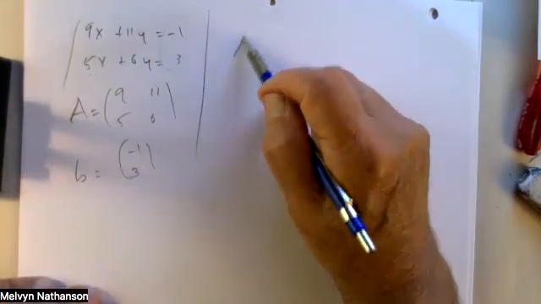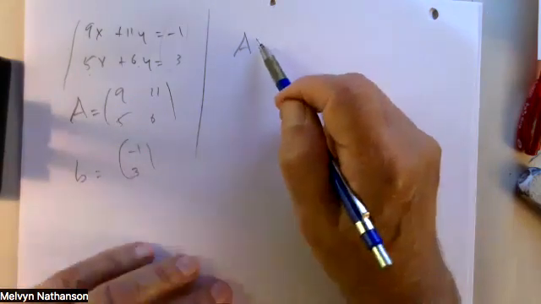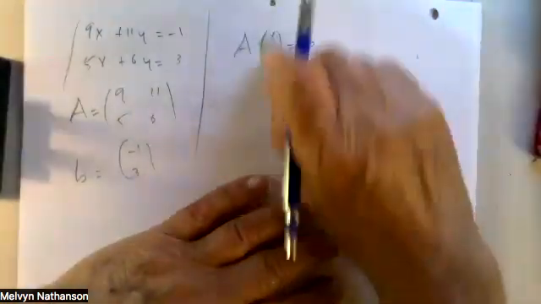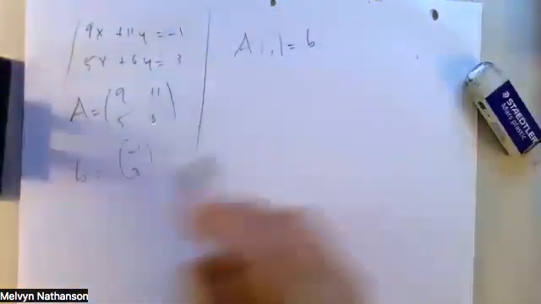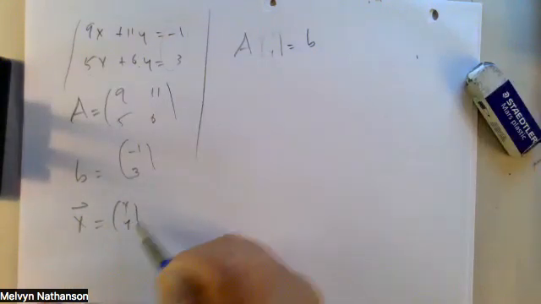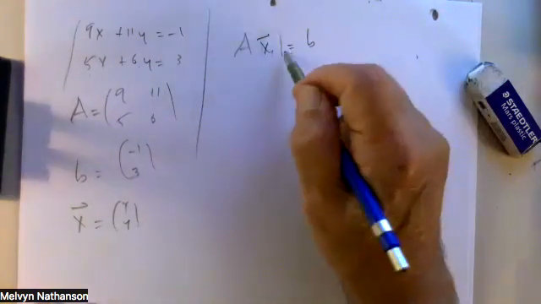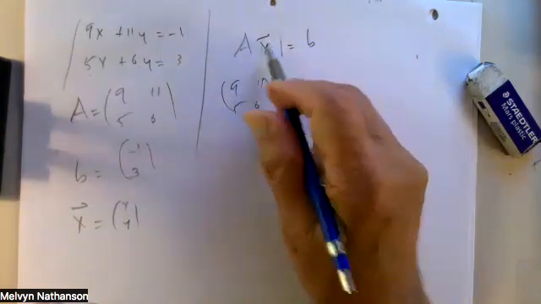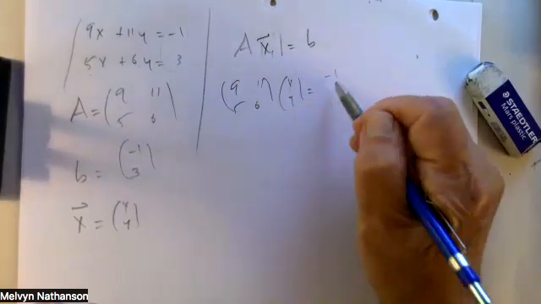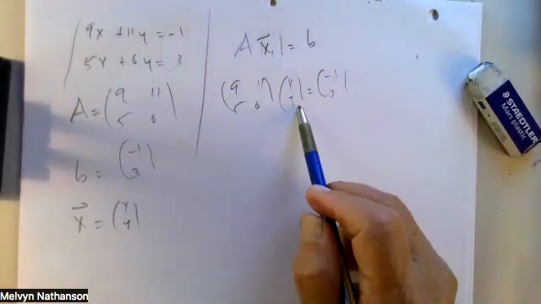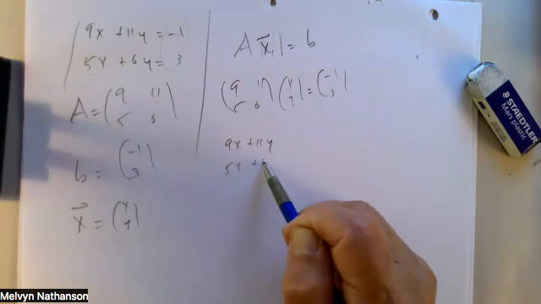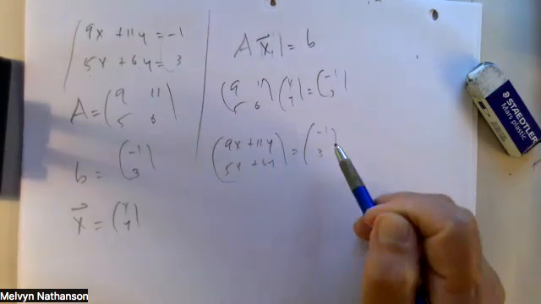So what is the vector equation Ax equals B mean? Let me write it like this: suppose I write x with the arrow to be just x, y. So Ax equals b. What does this mean? A is the matrix 9, 11, 5, 6. This is the vector x, y equals -1, 3. Right? If I do this matrix multiplication, this is 9x plus 11y, 5x plus 6y, that vector equals -1, 3.